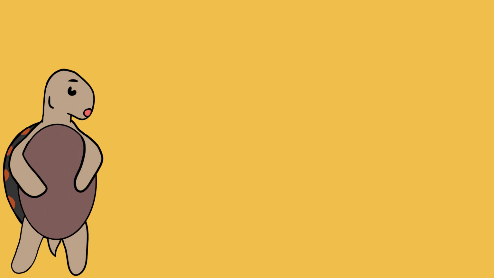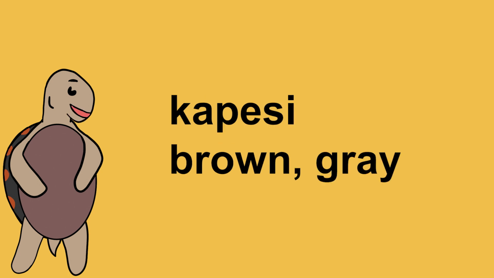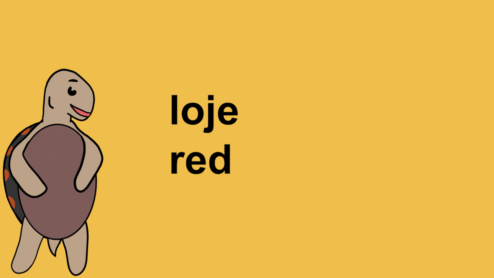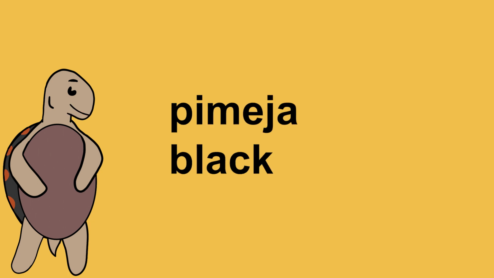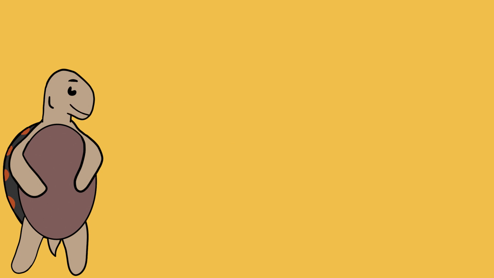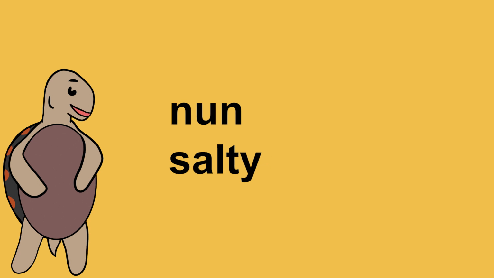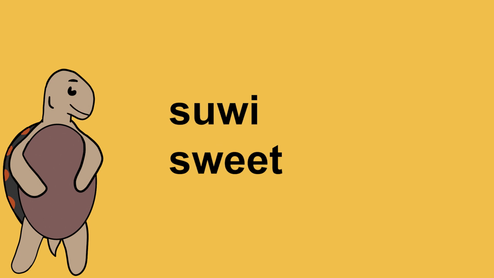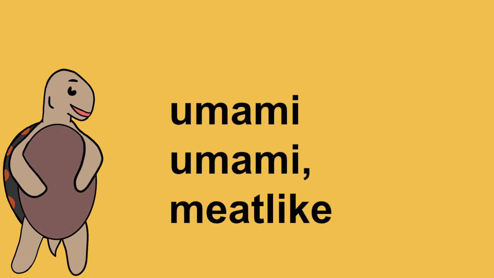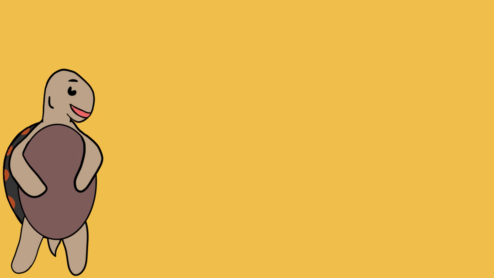Now, a mini chapter on taste and colors. You often have to express colors or taste in day-to-day life. Toki Pona has 7 colors: jelo, yellow; kapesi, brown-gray; laso, blue; loje, red; pimeja, black; walo, white. And it has 6 tastes: kikolo, bitter; masala, spicy; nun, salty; suwi, sweet; umami, meatlike; wawasa, sour. Unsurprisingly, all of these words are modifiers.